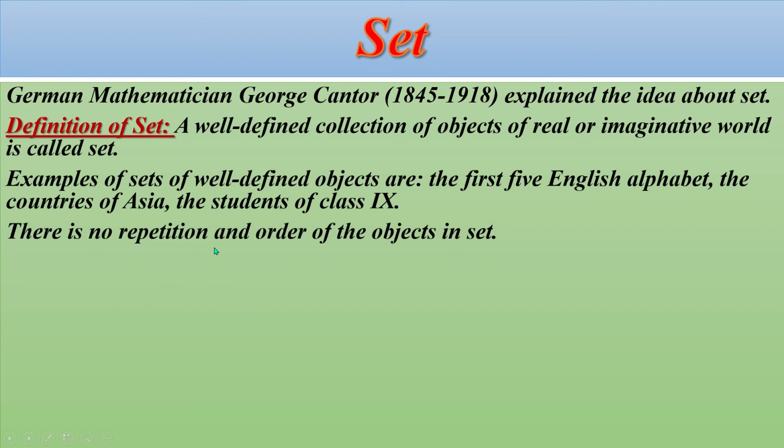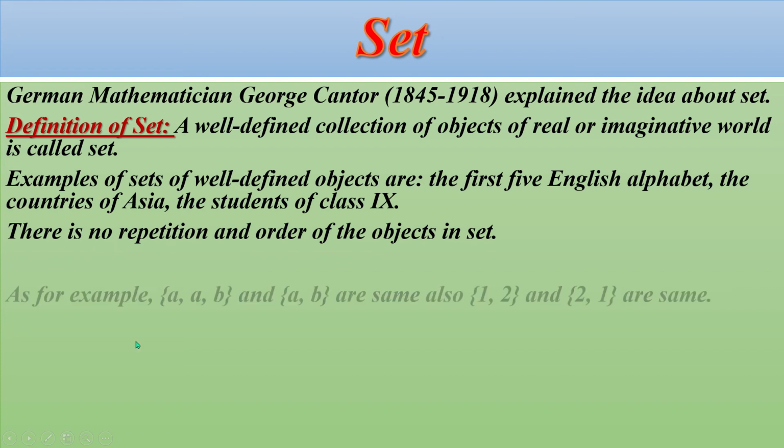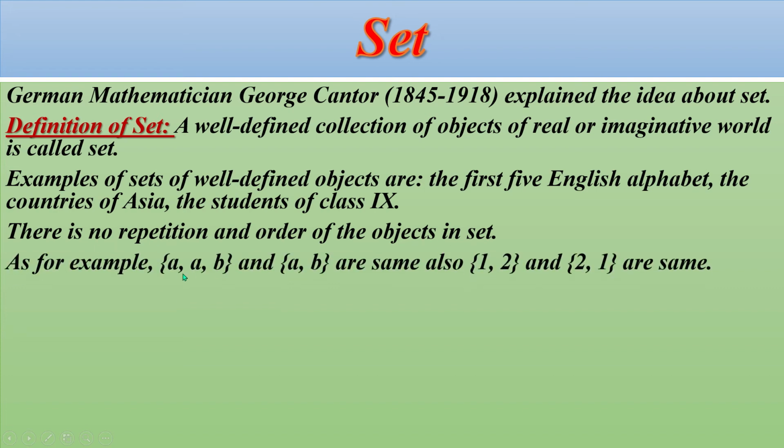There is no repetition and order of the objects in a set. That means no repetition. Follow: here A, B and A, B. Or order means one first, two second; here will be two first, one second position. There is no difference. Clear?